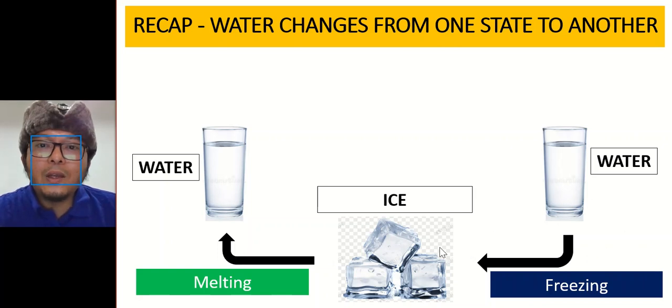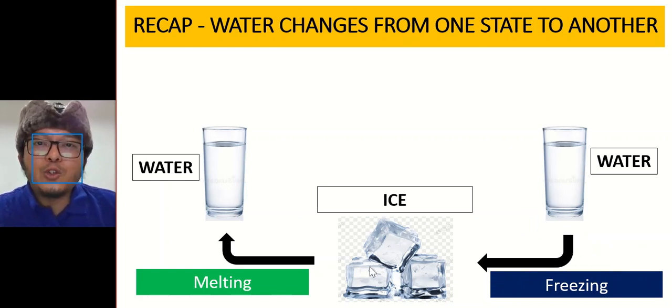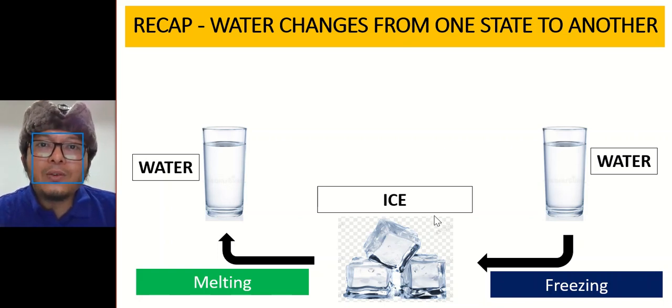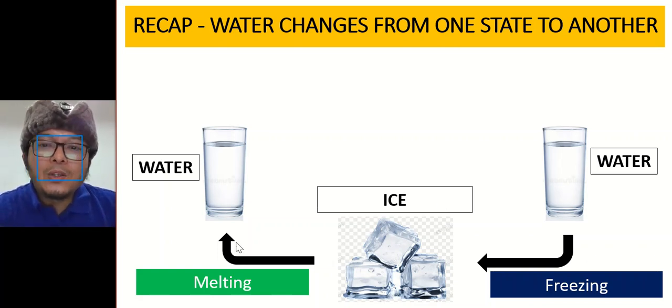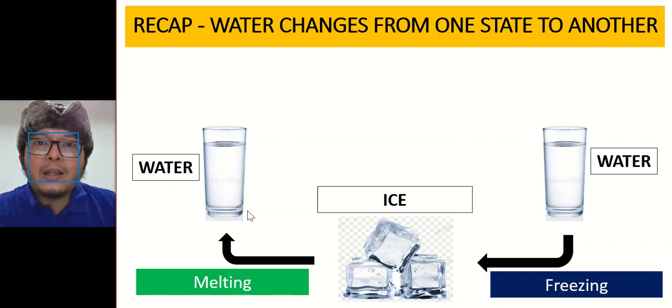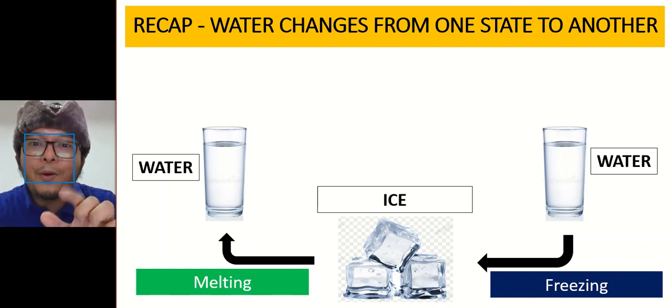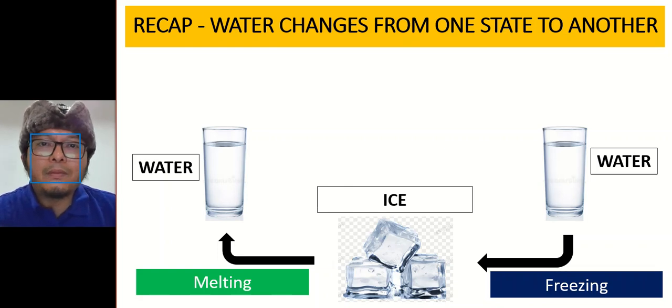Now there are two names. You can refer to the previous lesson. What point is this? When water changed to ice at 0 degrees Celsius, there's a name for it, something point. Check again. So here, when ice changed to water at 0 degrees Celsius, there's a name for it, a specific name. What point? Check again in the previous video.